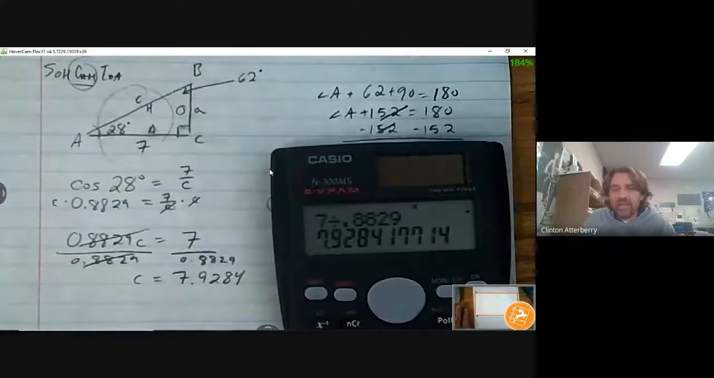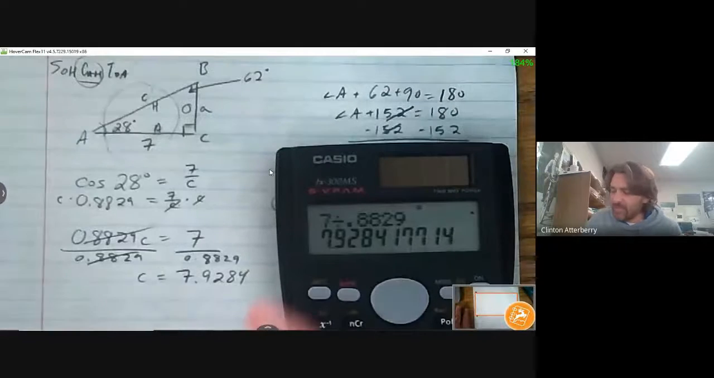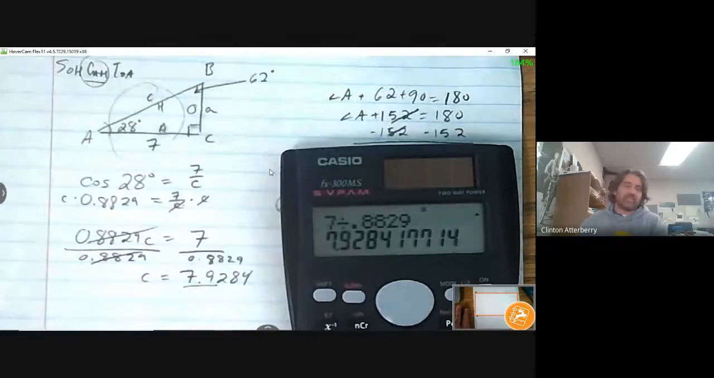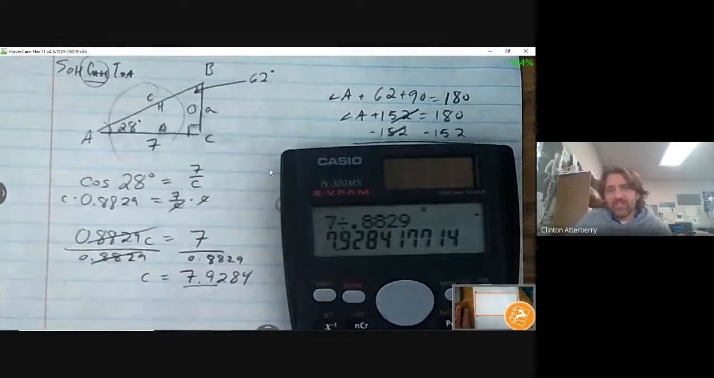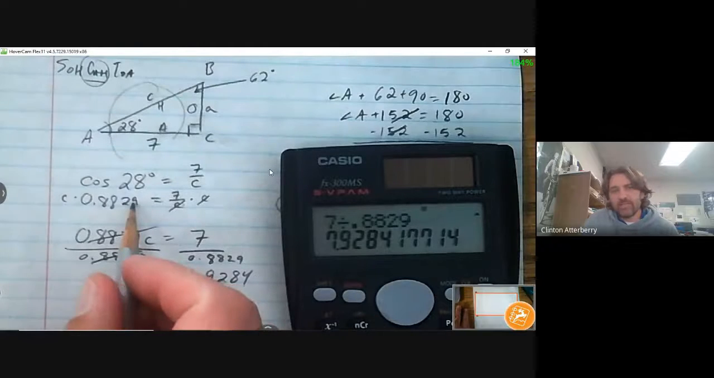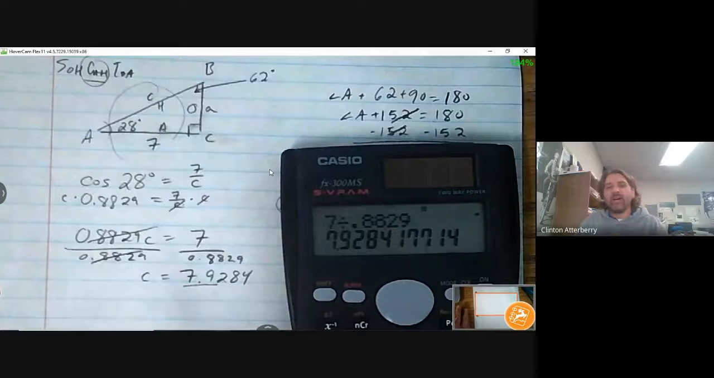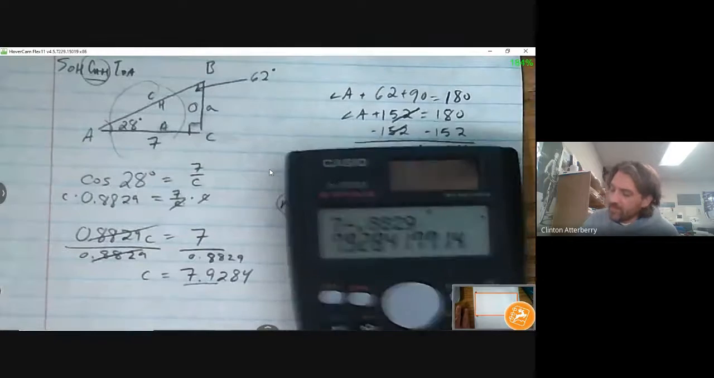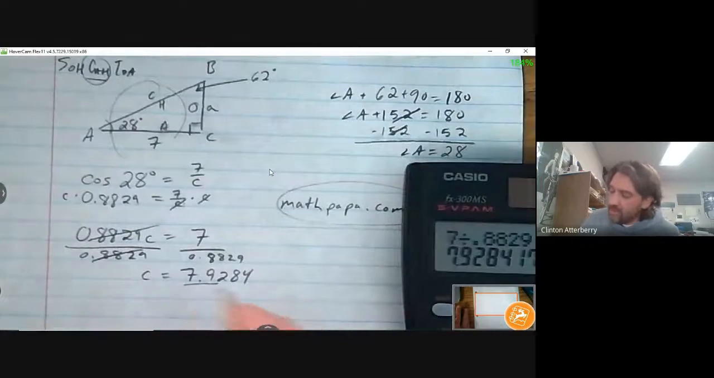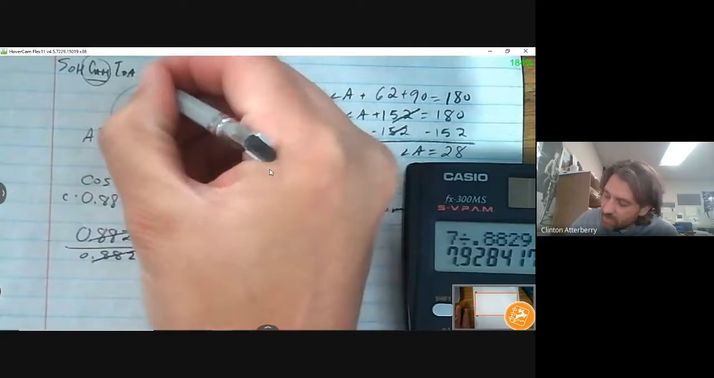We can cut that off. At this point, usually with side lengths, we just cut it off after the first decimal spot. So the sine, cosine, tangent, we'll do 4 decimal places, but if it's just a side length, let's just think about just the 1 decimal place for now. We'll keep it like that. So I have c, which we're going to call 7.9.